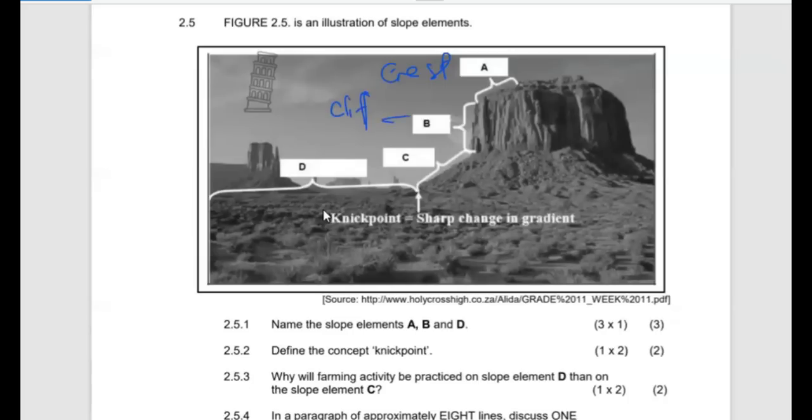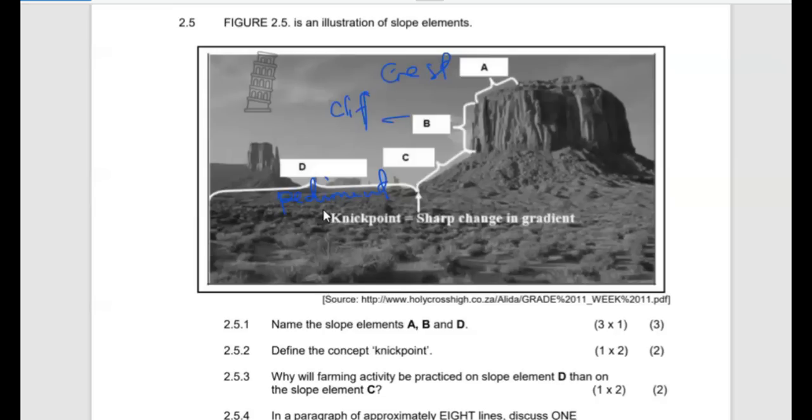And B, this almost vertical slope, part of the slope, is what we call the cliff of the slope. And then our D, this part which is lower, where vegetation grows and where the soil is fertile because of weathering taking place there, where that material deposited on the lower part of the slope, is what we call the pediment. Right, those are the three: the crest, which is the uppermost part, and the almost vertical slope is a cliff. Then we have a pediment.